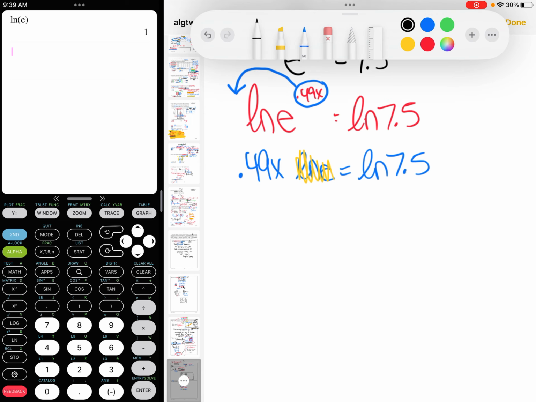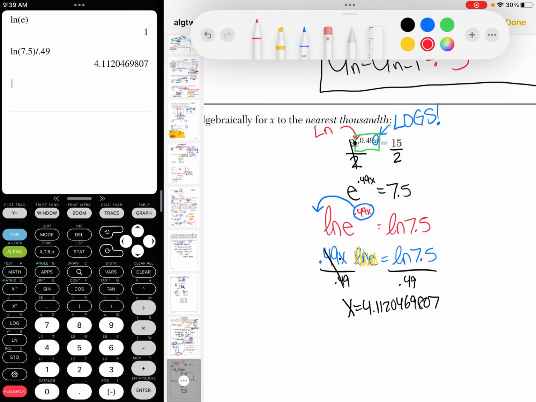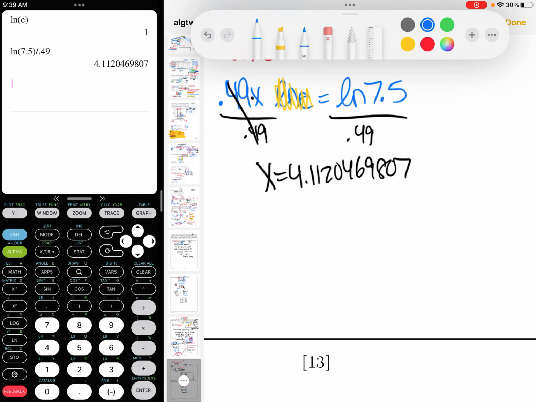So now to solve for x, all I have over here with the x is a 0.49, so I'm going to divide by 0.49 and then type that in. So I have the ln of 7.5 divided by 0.49, and that gets me 4.1120469807. Please always write out your whole answer before you round. It does say in the directions to round, so it's a good sign that we got a long decimal. But just in case you accidentally round wrong, you have to have this whole answer written so you don't lose full credit on this question.